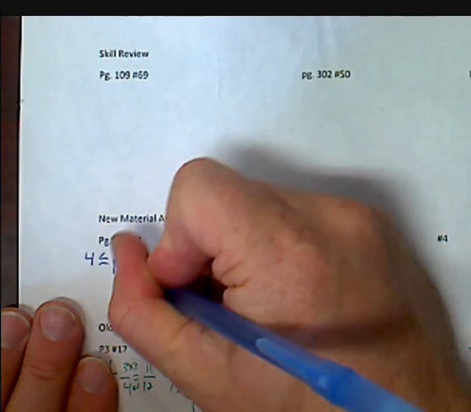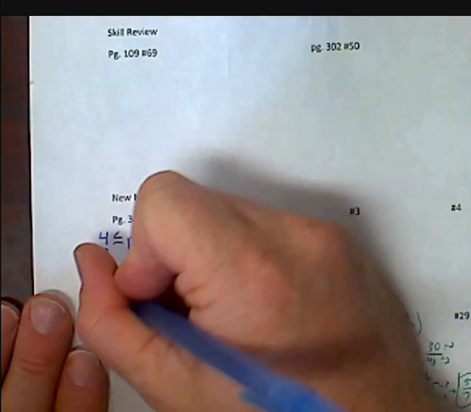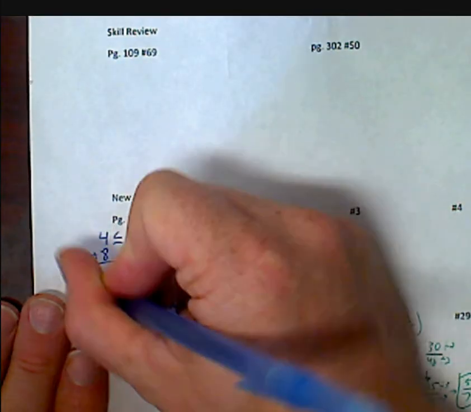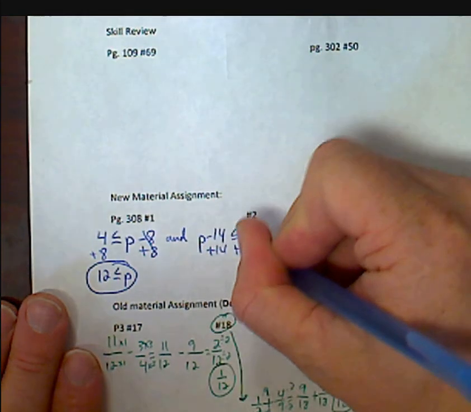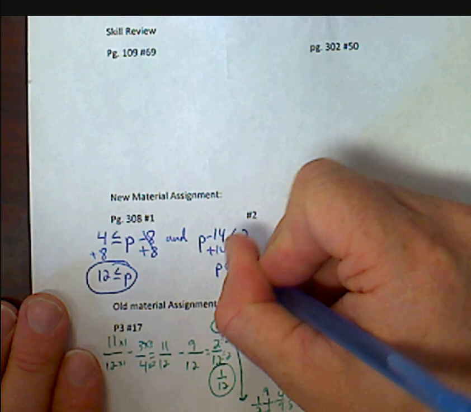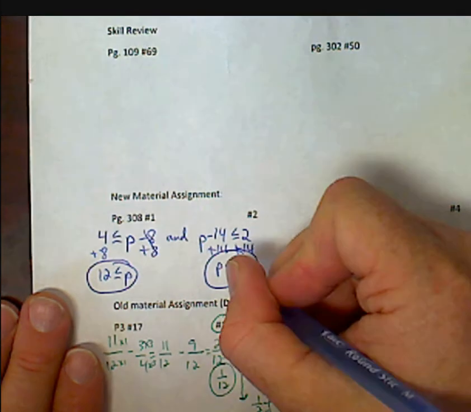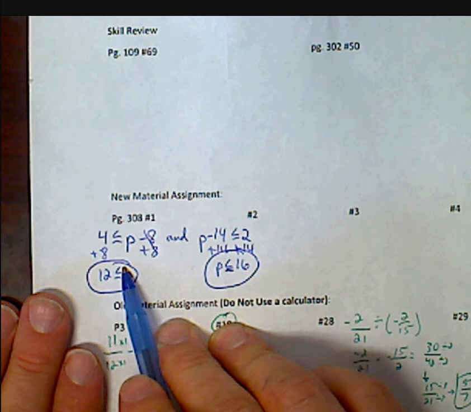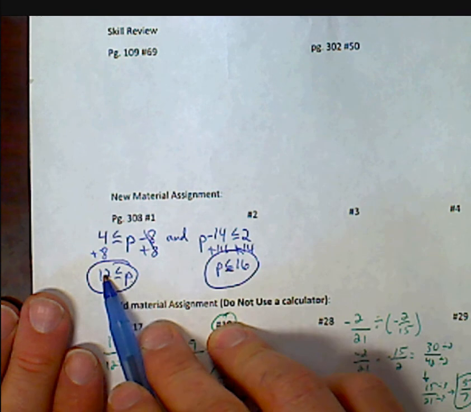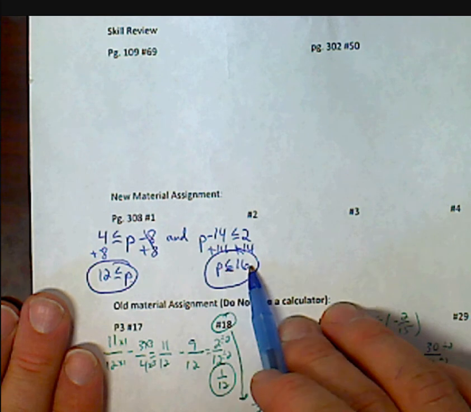So I'm going to go ahead and add 8 to both sides. That gives me 12, and I have this. I'm going to add 14 to both sides. That gives me p, and I have this. So how do I pronounce this? I would say p is greater than or equal to 12, and then I would say p is less than or equal to 16.